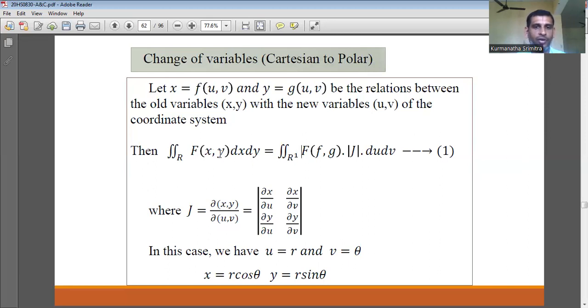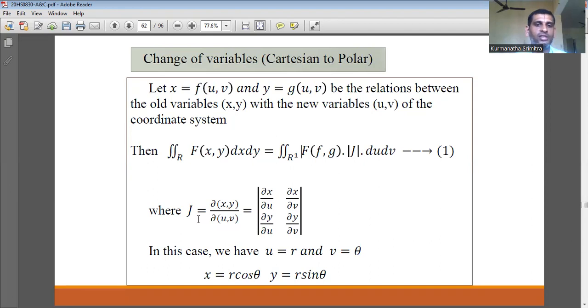To change the variables from x, y to u, v, the double integral in terms of Cartesian coordinates, double integral of f of x, y dx dy, we can change to variables u, v, that means du dv. The region is the same: double integral over R of capital F of f and g, where we consider x as small f and y as the function g. We substitute these in the place of x and y, and we get the function capital F of f, g times the modulus of the Jacobian, capital J, du dv. It is the procedure to change the variables and to calculate the double integration.